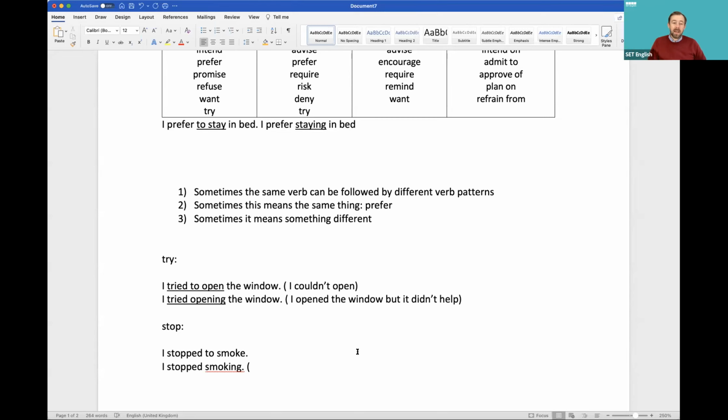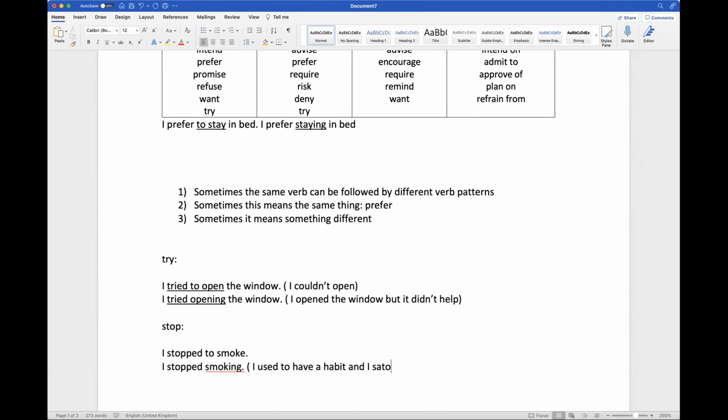It doesn't matter. Okay. I stopped smoking. This means the action is finished. Yeah, well, I used to have a habit and I stopped. And I quit. People often use quit, don't they, for smoking? Yes. So I stopped.